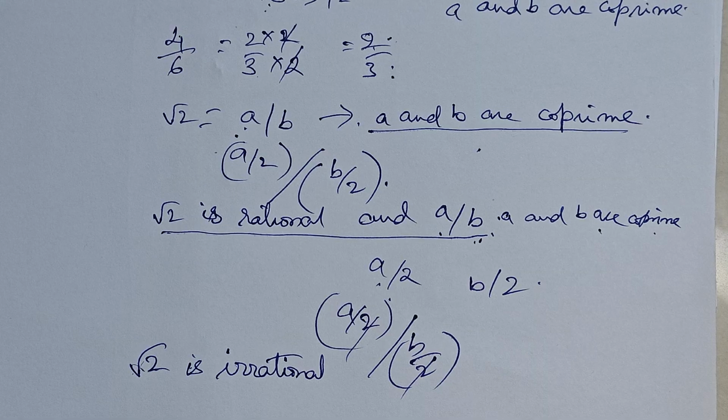This is the exact same logic you apply everywhere, whenever you are using root 2, root 3, root 5, because these are the three irrational numbers we are going to deal with in our topic. Rest of the things are not in our scope and don't worry about them.